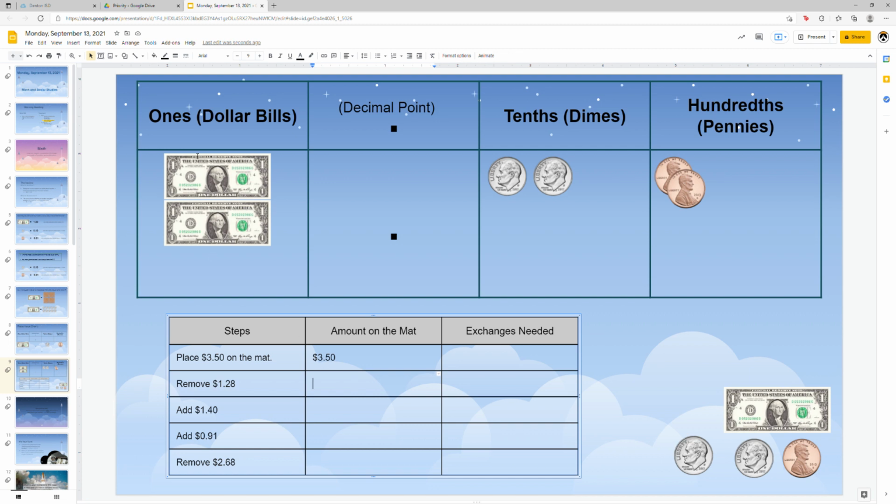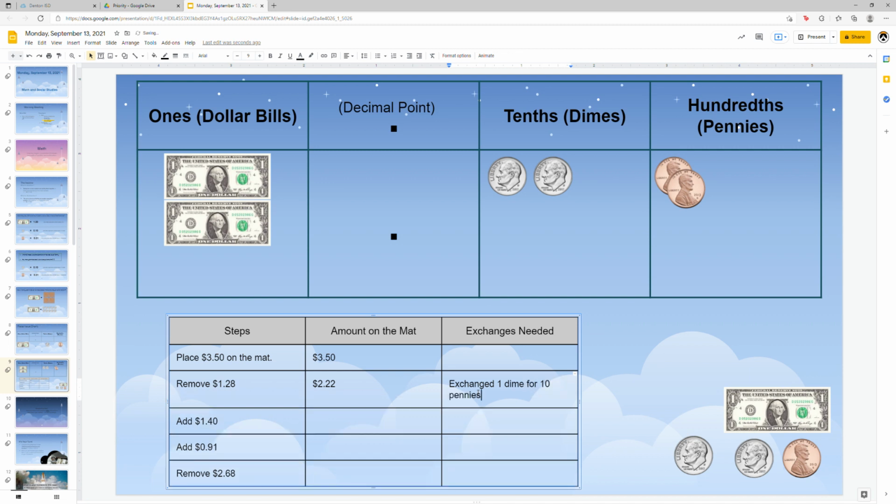All that's left is 2 in the ones place, my $2. There's my decimal point. And how much change do I have? What's my decimal number? Well, I've got 2 dimes and 2 pennies, so I have 22 cents or 22 hundredths. So what exchanges were needed? We exchanged 1 dime for 10 pennies.